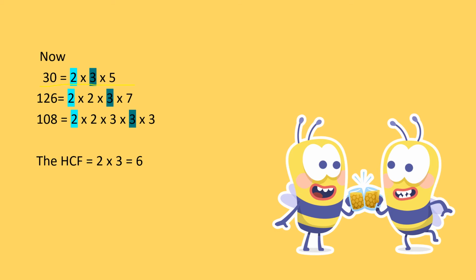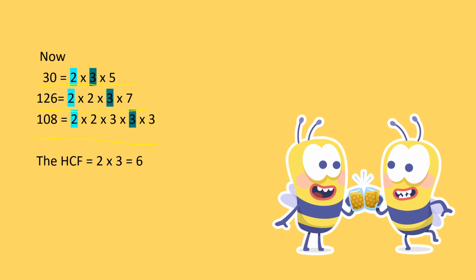You can see for 30, the prime factors are 2, 3, and 5. For 126, the prime factors are 2, 2, 3, and 7. And for 108, the prime factors are 2, 2, 3, 3, and 3. So, as you know, first we have to find the common factors before we move to the highest common factor, right?